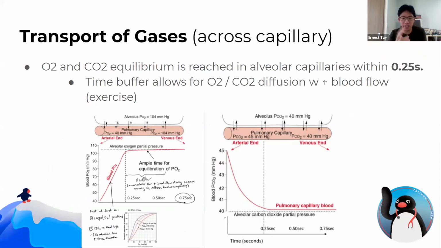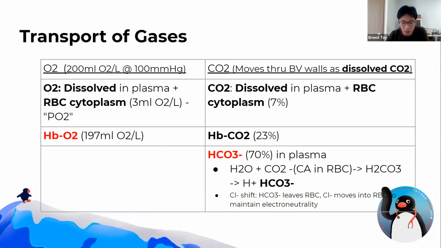in the alveoli. So it happens within the first 0.25 seconds, and the subsequent time that the blood and the alveoli are in contact is essentially in equilibrium. And the clinical relevance of this is that if I exercise and my blood flow increases, then there's a time buffer for me to play with. Not that high yield, but just a fun fact.